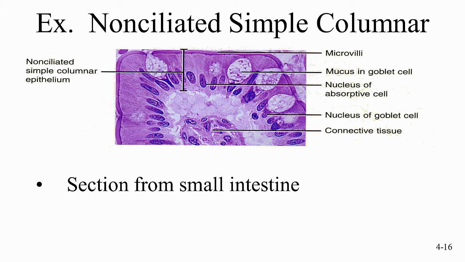And then here we can see mucus in the goblet cells. Here's the nuclei of all the individual cells. And you can tell that these cells are taller than they are wide, giving them a column shape. So these are columnar epithelium.